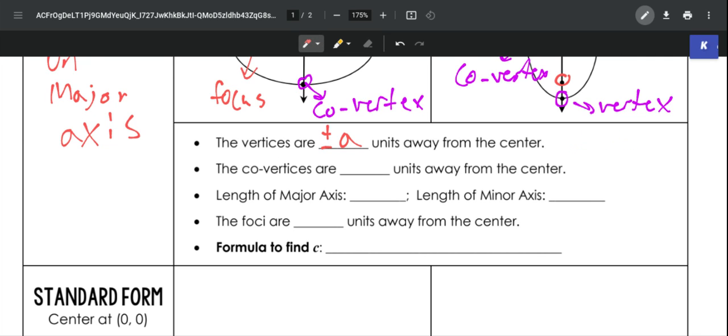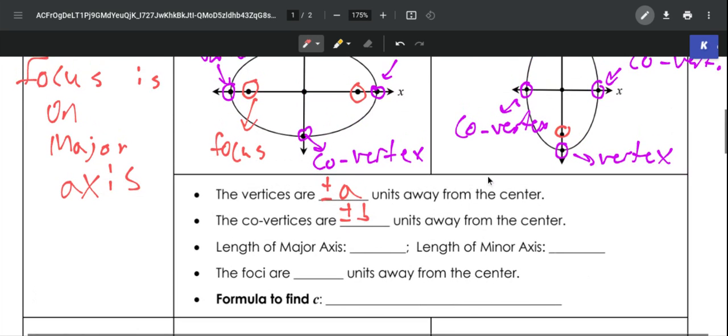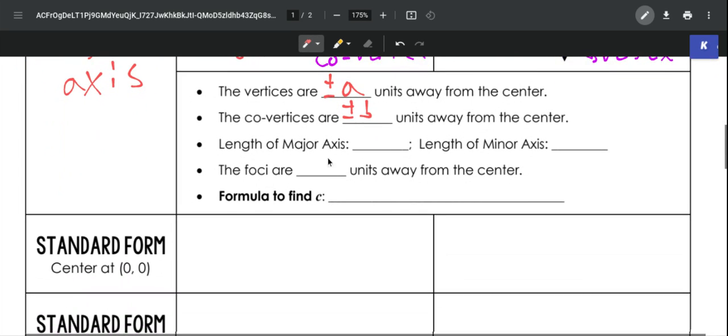And then the co-vertices, we call that B, and the same thing applies. Our co-vertices are plus or minus B units away from the center. The length of the major axis is going to be 2A. The length of the minor axis is going to be 2B. So it just means whatever A or B is, the axis is double. If A were 2, 2 units away from the center, then our length of the major axis would just be 4, because 2 times 2 is 4.